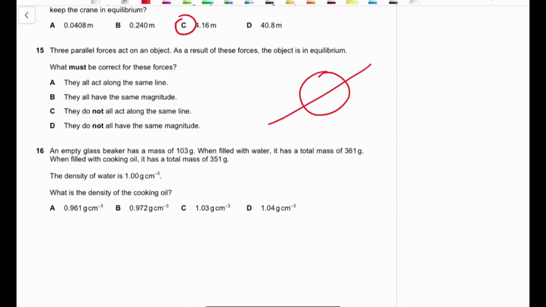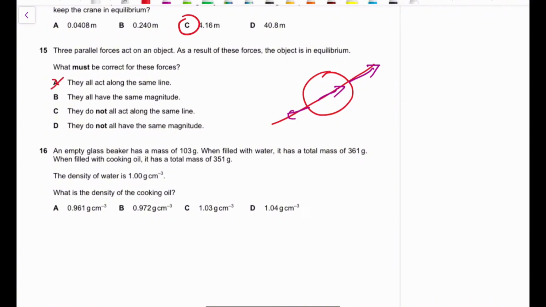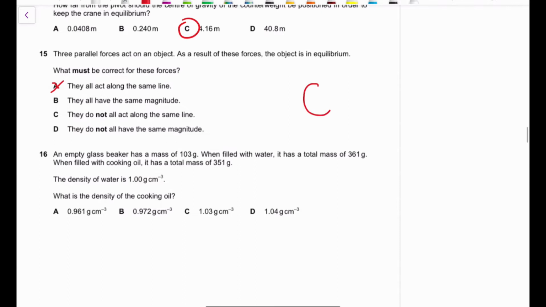You have one line here and you want these three forces to act along the same line, maybe something like this, maybe something like that again, but it's not going to work. Suppose there will be two forces in the same direction and one force in the opposite direction. They will never be in equilibrium. So A is wrong. They all have the same magnitude? That's a bit tricky. If you have three forces with the same magnitude, how can you get zero? Let's say three in that direction, three in that direction, and three in that direction. How can you ensure that you get an answer of zero? It doesn't make sense. So they all cannot have the same magnitude.